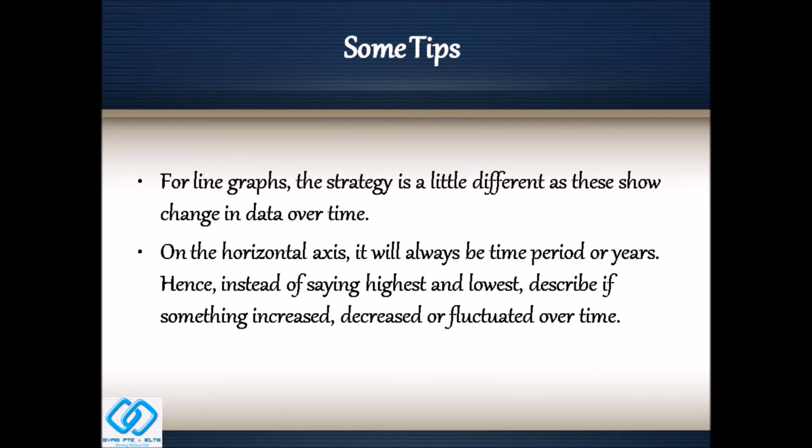Two things that you need to keep in mind when you're answering line graphs is that the strategy for line graphs is a little different to that of the bar charts. The reason is that these show the change in data over time. That means on the horizontal axis it will always be time period. It can be either hours, minutes, days, weeks, months, years. So it will only be time on the horizontal axis. Hence, instead of saying highest and lowest like in the bar graph, describe if something has increased or decreased or fluctuated over time.